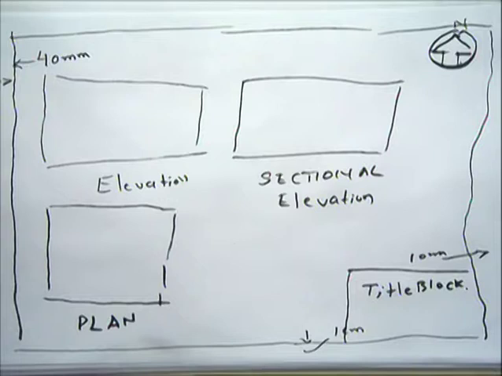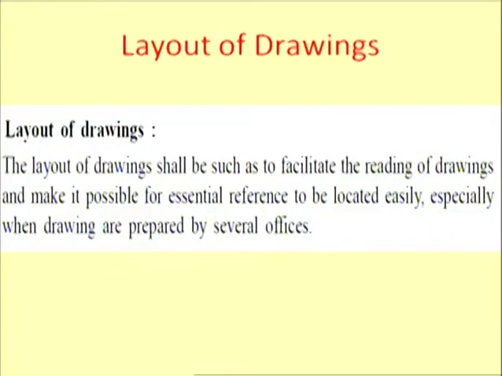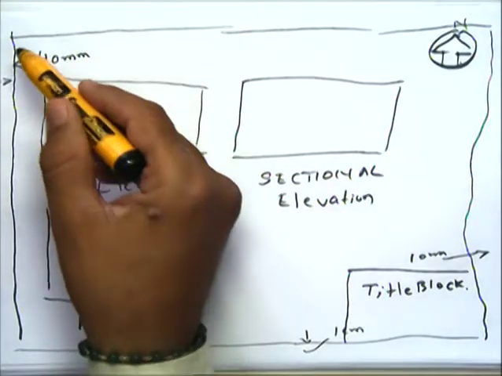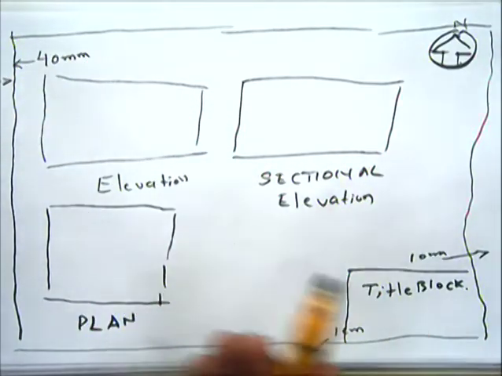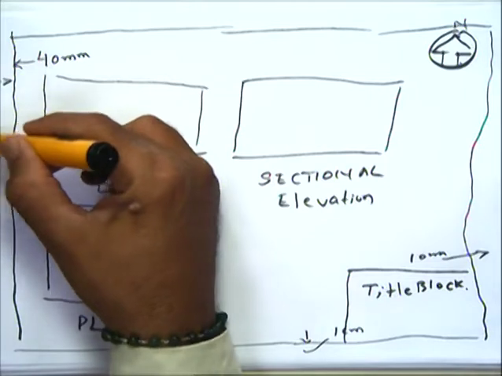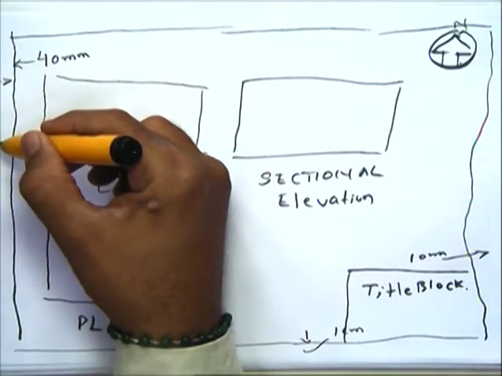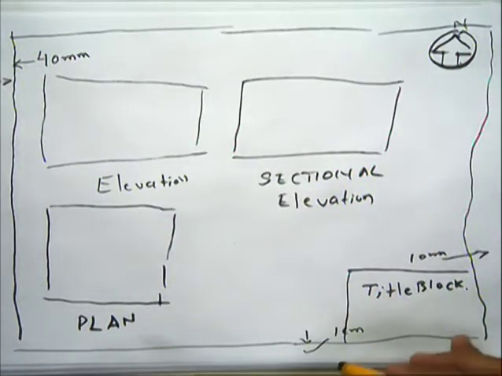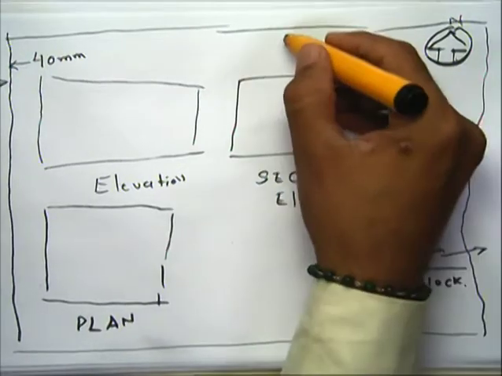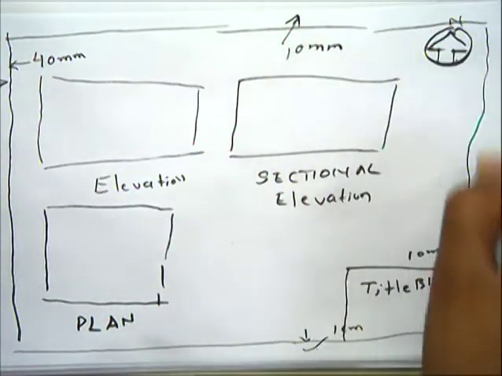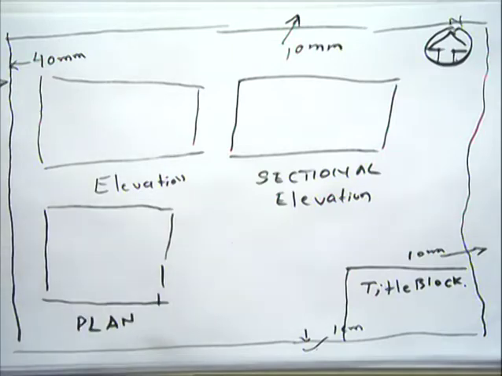So this is the layout of the working drawings, or we can say the layout of the architectural drawings. These are the margins we already discussed, 40 mm on the left side, because there will be several sheets and we have to bind those sheets. For that reason we are leaving more margin on the left side of the drawing sheet, and on the remaining three sides we are leaving equal margin, that is 10 mm, 10 mm, and here also 10 mm. So on the remaining three sides we leave a 10 mm margin, and on this one side we leave a 40 mm margin.